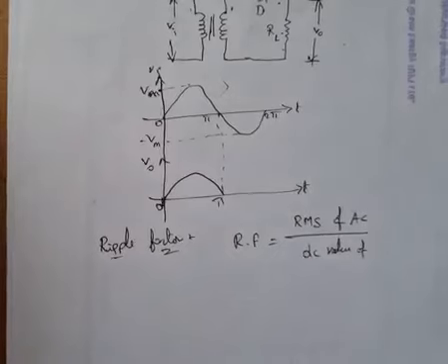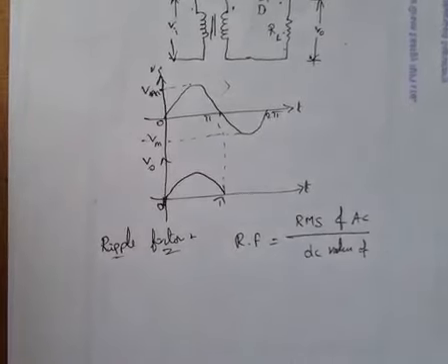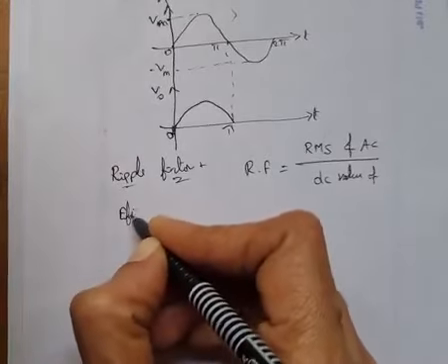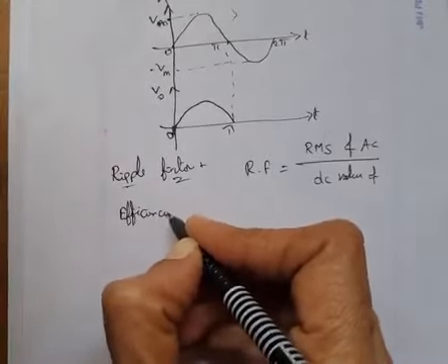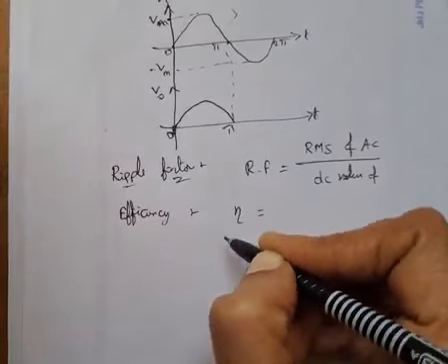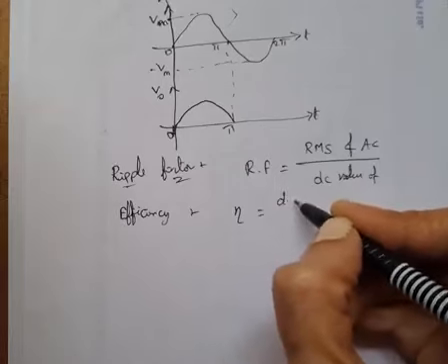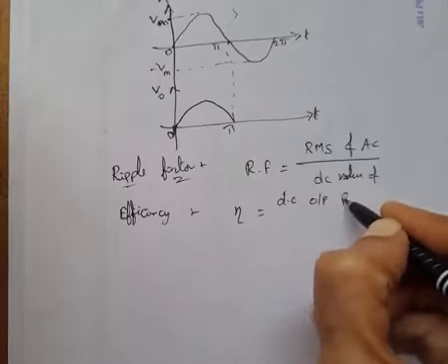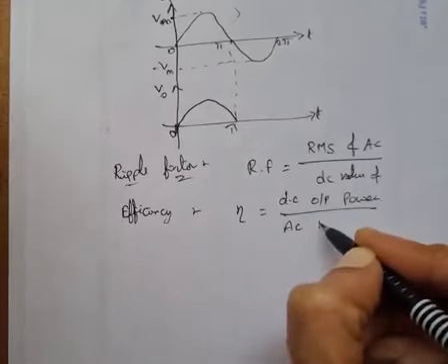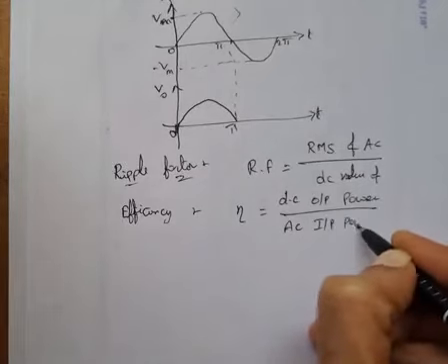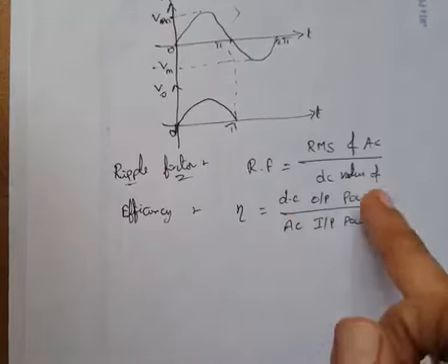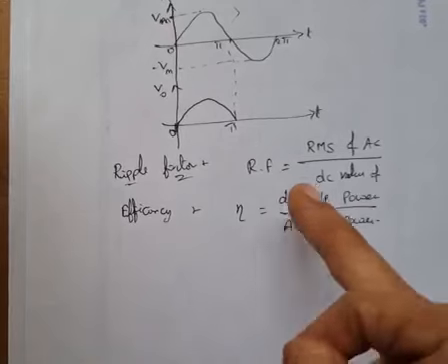And after ripple factor, one more term we are using is called efficiency. Efficiency we denote by eta, and it is the DC output power divided by the AC input power. Because the rectifier output is DC and input is AC, that's why output power by input power is efficiency.